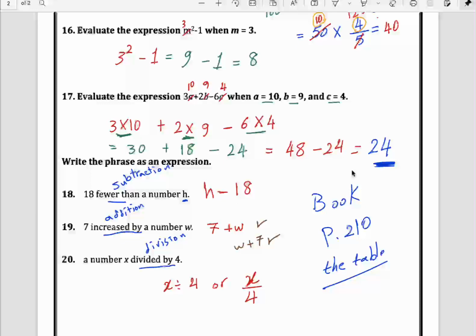Quickly, Wafi. Can we replace the letters by numbers, or not? No. You're rewriting the phrase as an expression. You use what you have. If you have numbers, use numbers. If you have letters, use the letters. Do not replace it. Do not substitute.